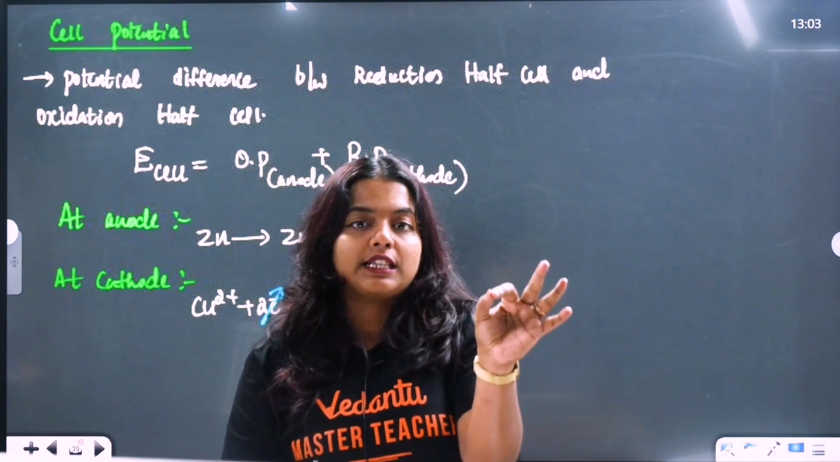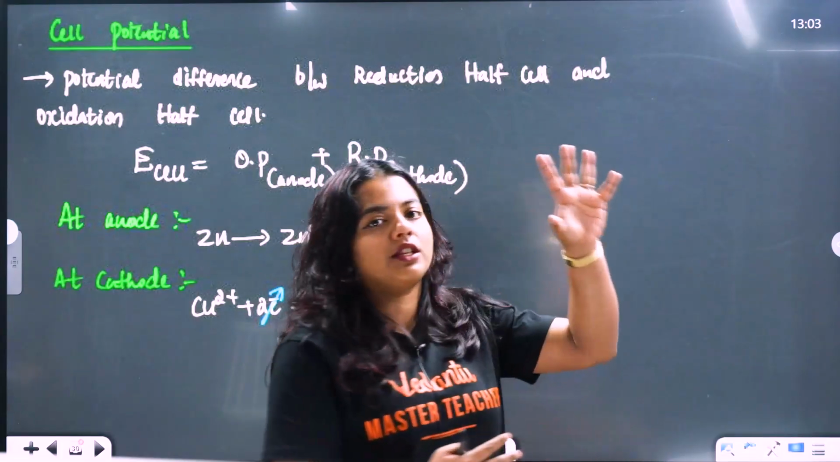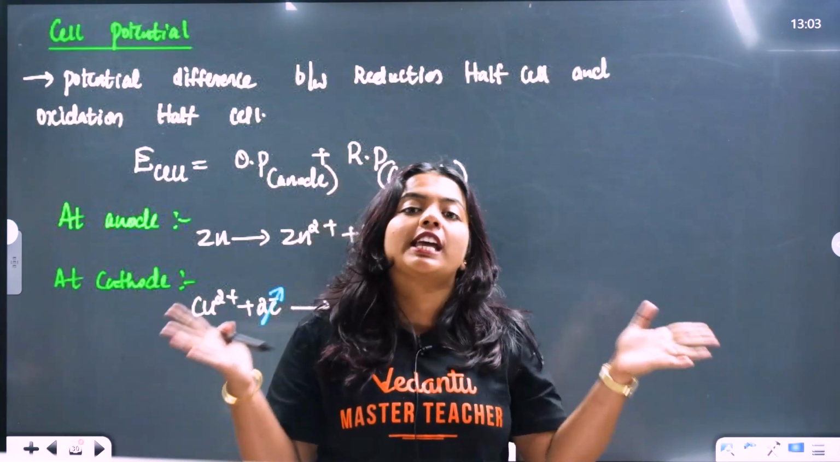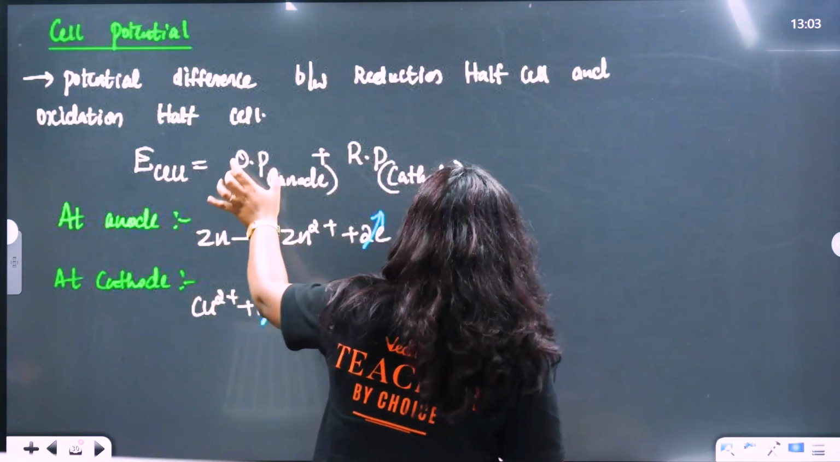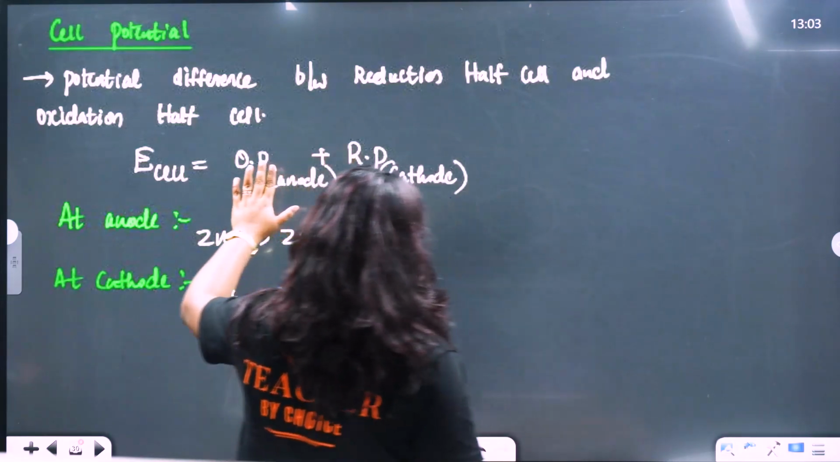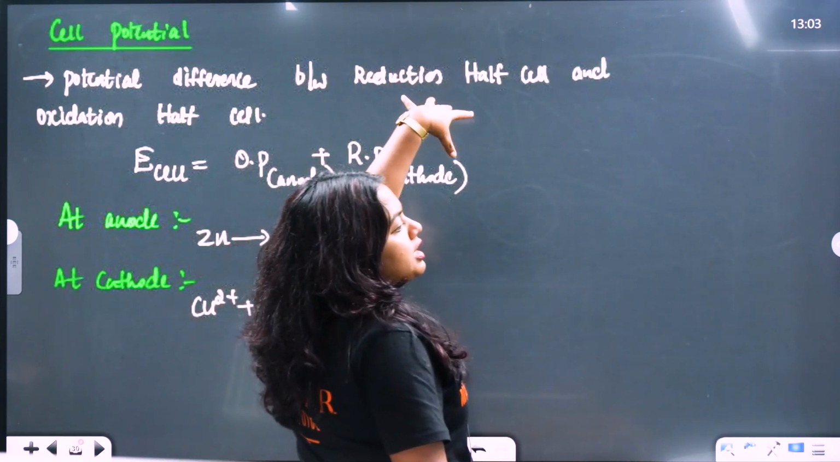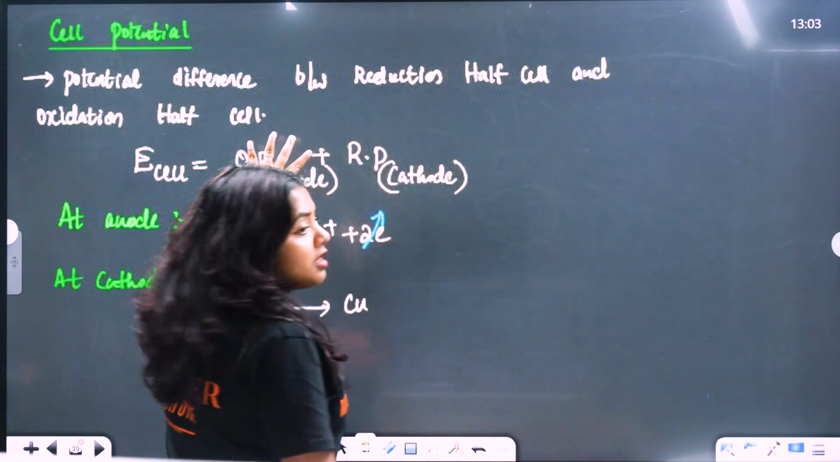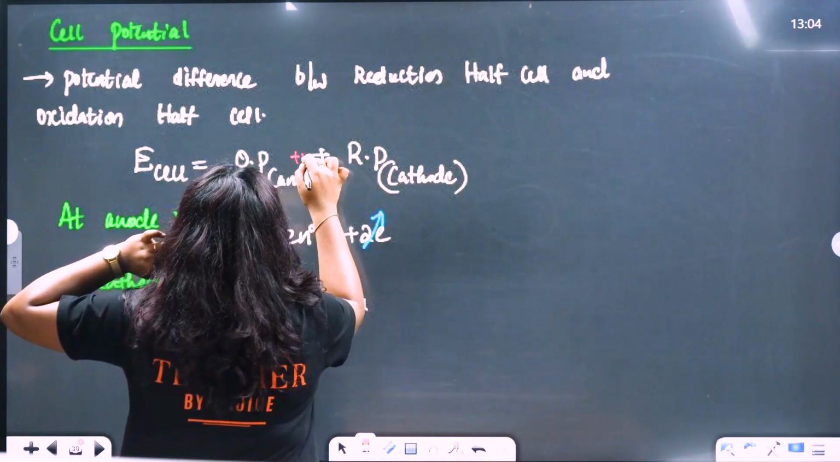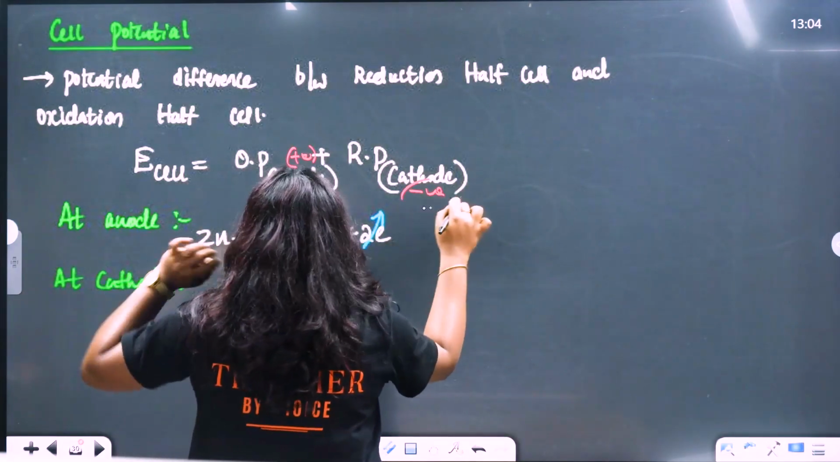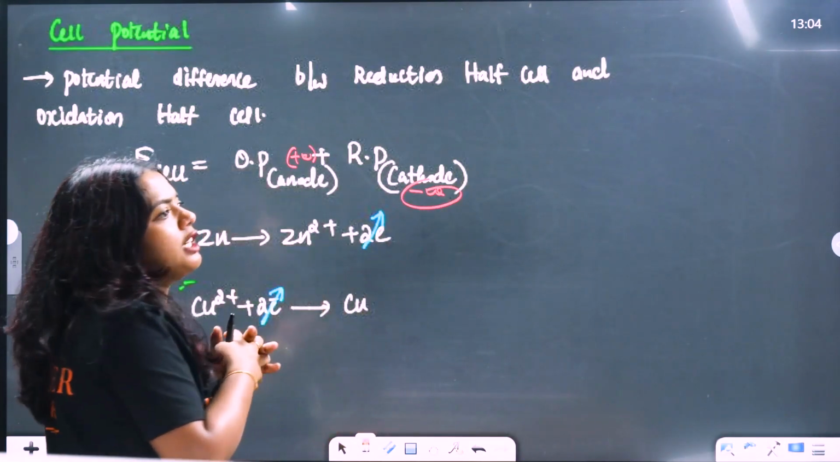So E naught cell is equal to, for example, you know that there is an oxidation half cell and a reduction half cell. Together they form the redox reaction also, right? So E cell is equal to the oxidation potential in the anode, which is the negative portion, plus the reduction potential in the cathode, which is the positive portion. When both of these combine, it becomes complete.